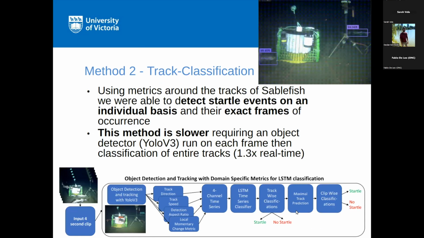So this method is able to detect startle fish events on an individual basis with a fairly high accuracy, I think around 85%. But this method is a fair bit slower than our other method, by almost 2 orders of magnitude slower. So we're only able to run at 1.3 times real-time speed.